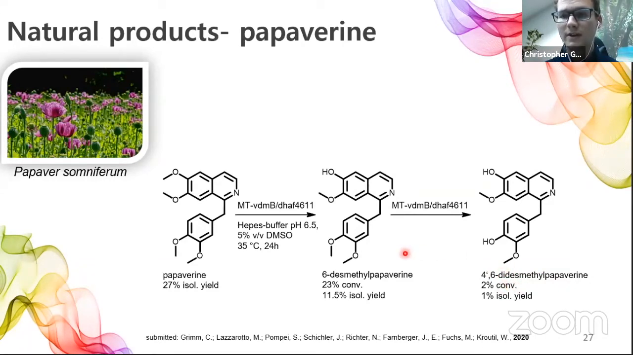Interestingly, these two products are valuable biomarkers to improve the detection time of the drug heroin. We also did a semi-preparative scale of the substrates, and we could isolate the substrates and the products and verify these products by 2D NMR experiments.